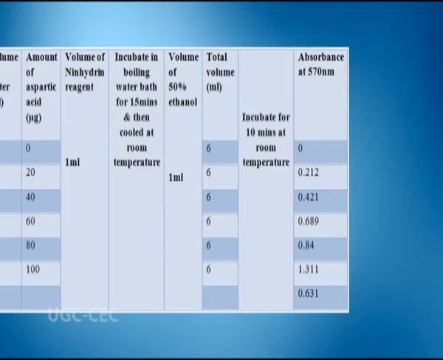The test tube number 1 gives 0 reading. Test tube number 2 gives 0.212 reading. Test tube number 3 gives 0.421 reading. Test tube number 5 gives 0.689 reading. Test tube number 6 gives 0.84 reading. Test tube number 6 gives 1.311 reading. And test tube number 7, that is the unknown test tube, gives 0.631 reading.